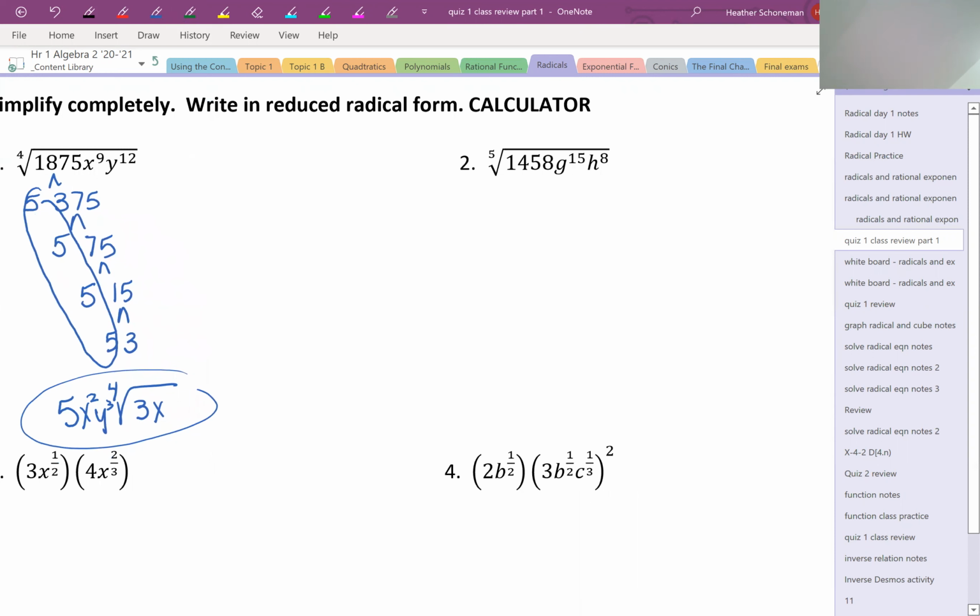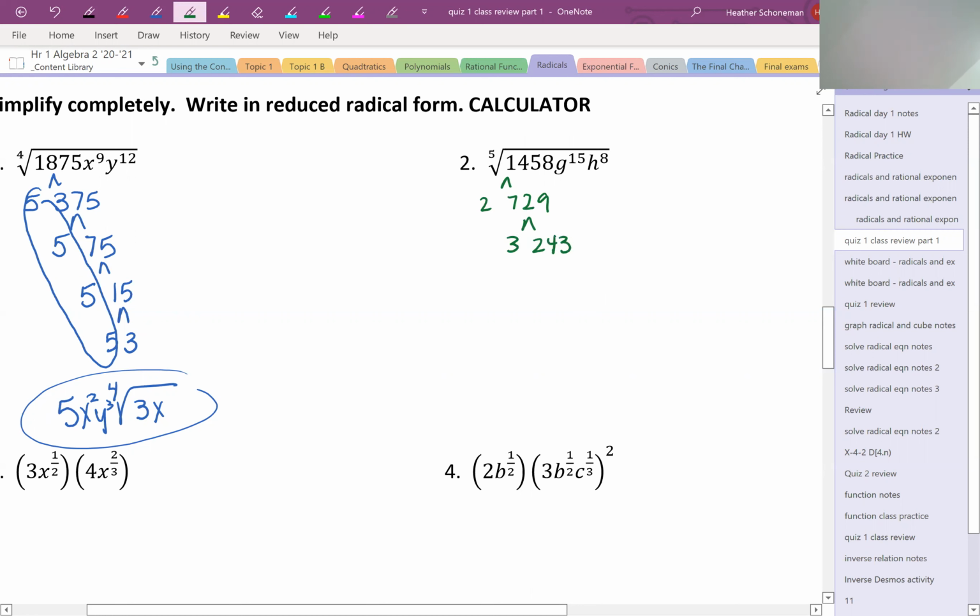Okay, let's try this again on number 2. On number 2, we're looking for the fifth root. So now we've got to simplify that. Well, I'm going to try dividing it by 2 to start. That works. I get 2 and 729. That's not even, but I can try 3. So I get 3 and 243. Let's see if 3 works again. Oh, it does, and I get 3 and 81. 81 is nice because I get 9 and 9 and then a bunch of 3s.